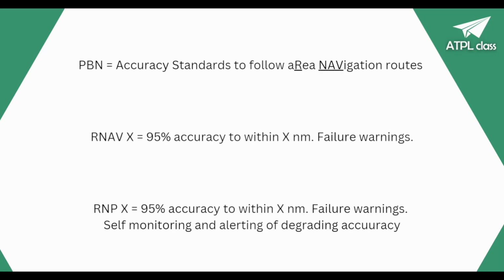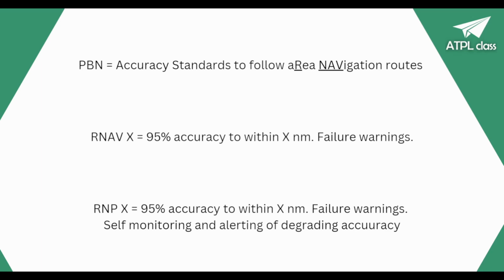We've got RNP approach, which, just imagine the X is replaced by a 0.3. And then we've got RNP AR approach, which basically stands for approval required or authorization required, I can't remember. And these allow it to be reduced below that 0.3 for regular approaches, all the way down to 0.1, and you basically follow whatever is written on the chart. That's the accuracy standard that needs to be maintained for that.